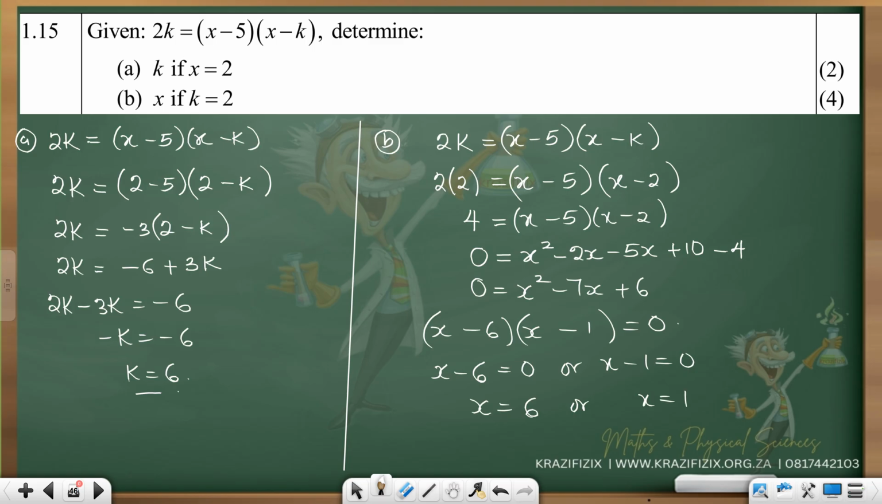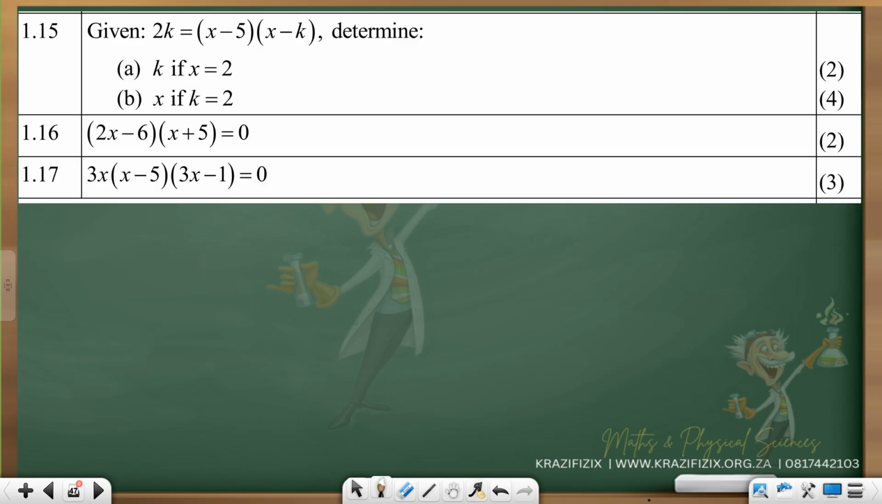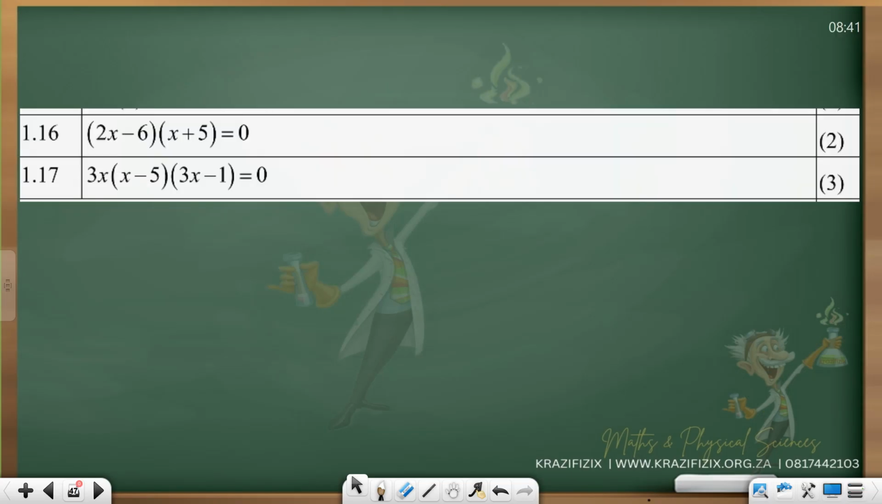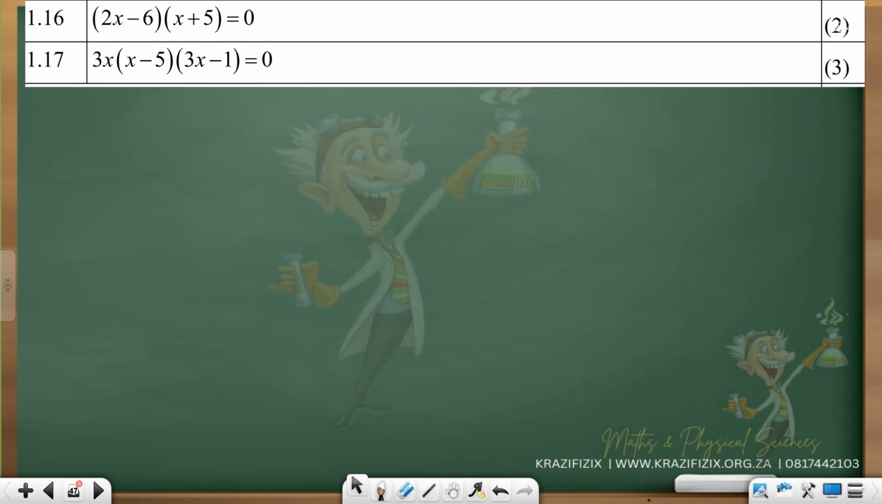Let me know if we are still on board. Everybody's still okay. We're doing good so far. All right, so the more of these questions we do, the better we become. I have the last two. I think we can squeeze them onto this page. They're not very difficult.